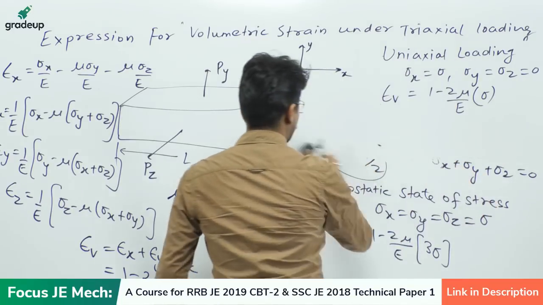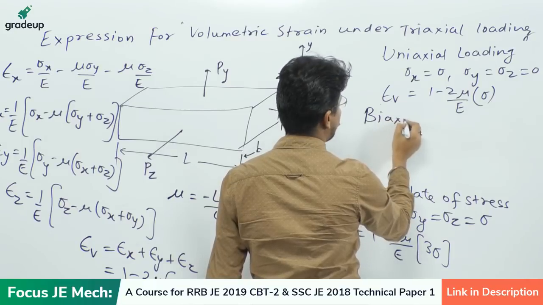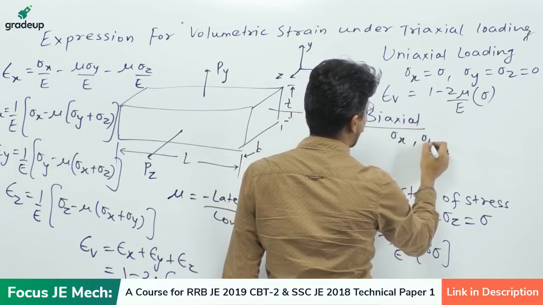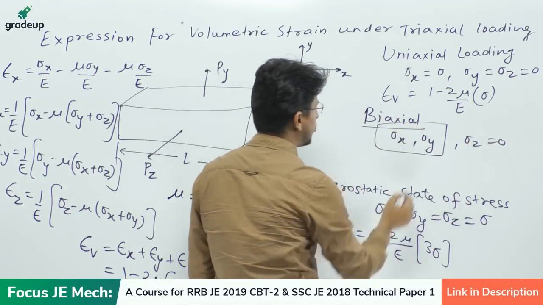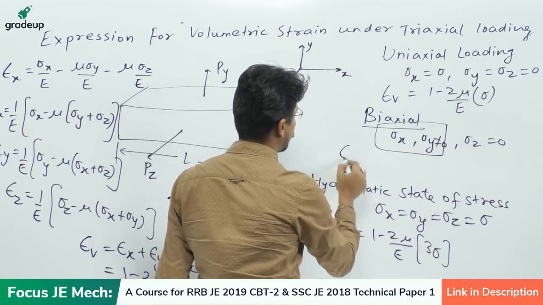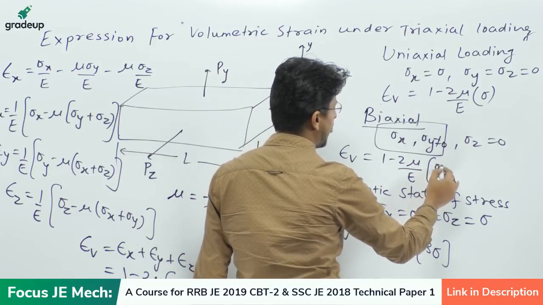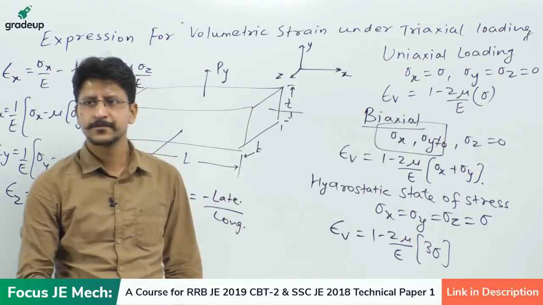Clear? And if it's a biaxial loading case, then sigma x will be there, sigma y will be there, and sigma z will be equal to 0. They will basically not be equal to 0. So in this case, your volumetric strain will be given by (1 minus 2 mu) by E times (sigma x plus sigma y). Clear?